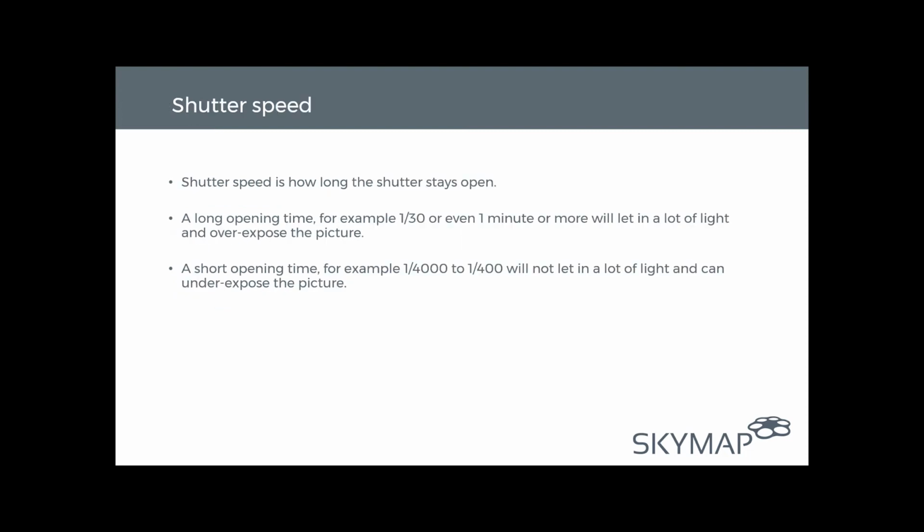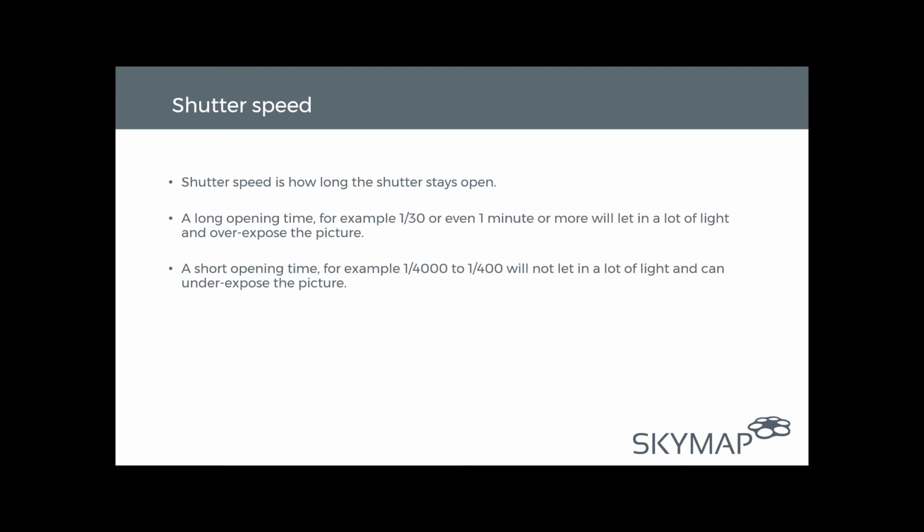Shutter speed is for how long the shutter stays open. A long time, for example, 1/30th of a second, or maybe a minute or more, will let in a lot of light and overexpose the picture in normal daylight conditions. But this is sometimes used when the camera is placed on a tripod to take photographs in low light conditions, like taking pictures of the stars, for example.